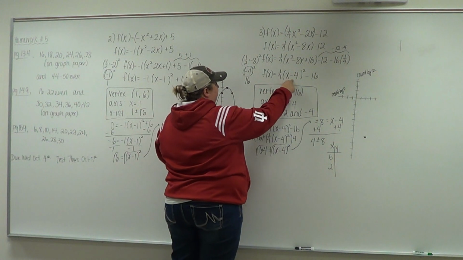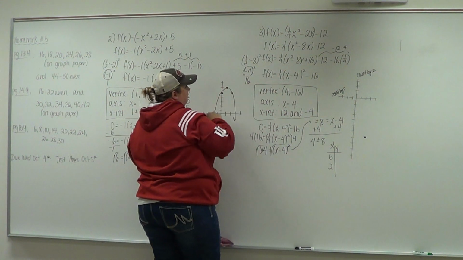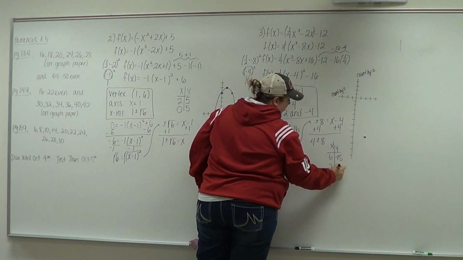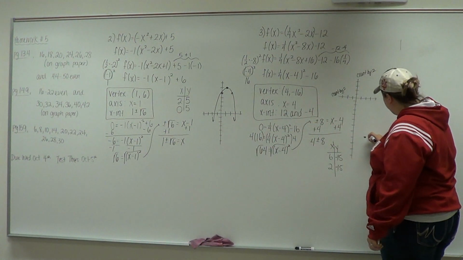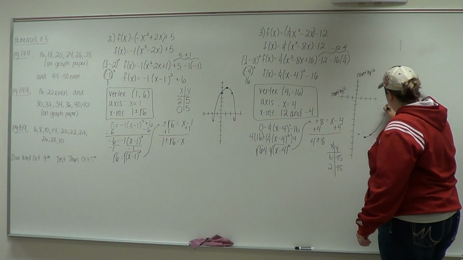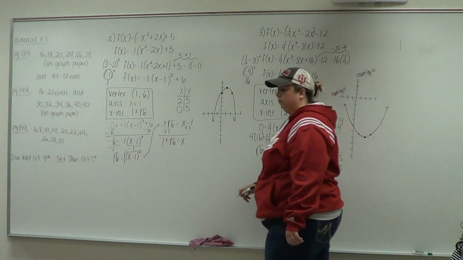So 6 minus 4 is 2. 2 squared is 4. Times the 4th is 1. Minus 16 is negative 15. So I would have 6, negative 15 and 2, negative 15. So this one's going to be kind of like a fat one, wide one.